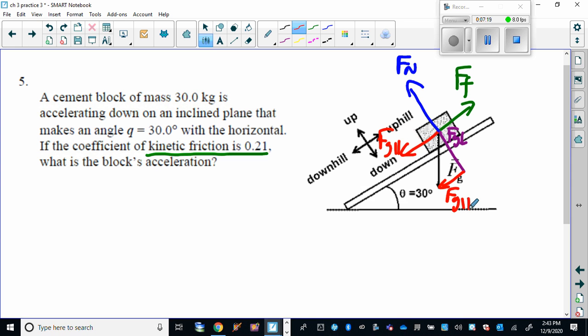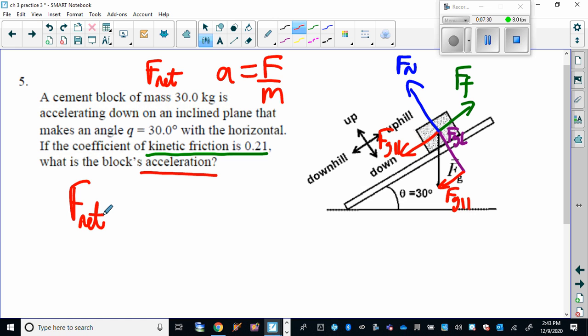In terms of finding the acceleration, we need the net force, and then we're just going to use F equals F net over M. The net force in the direction that it's moving, so in this direction here, is going to be Fg parallel plus Ff.